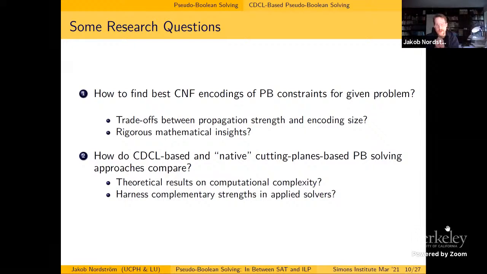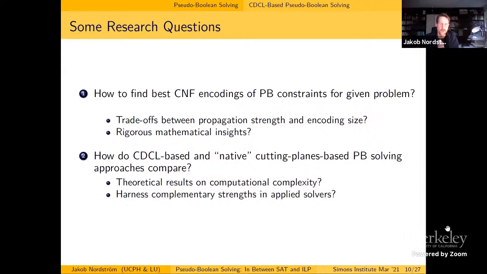Another interesting question is how would you... I'd like to understand better how the CDCL-based approaches compare to the cutting planes-based approaches that I'm going to discuss briefly next. In particular, they seem to be somewhat complementary, and it would be nice, on the one hand, to theoretically understand what's going on. For instance, could we somehow pin down how helpful these new auxiliary variables are?